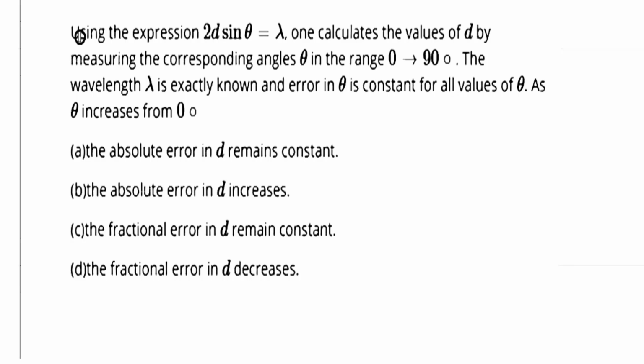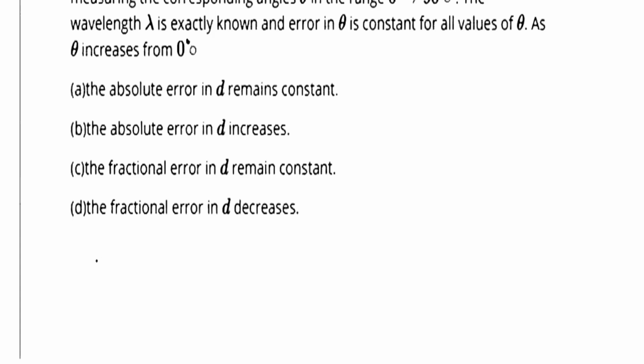Hello students, today our question is: using the expression 2d sin theta is equal to lambda, calculate the value of d by measuring the corresponding angle theta in range 0 to 90 degrees. The wavelength lambda is exactly known and the error in theta is constant for all values of theta. As theta increases from 0 degree to 90 degrees, A, B, C, D options are given here, so we have to find which option is correct.